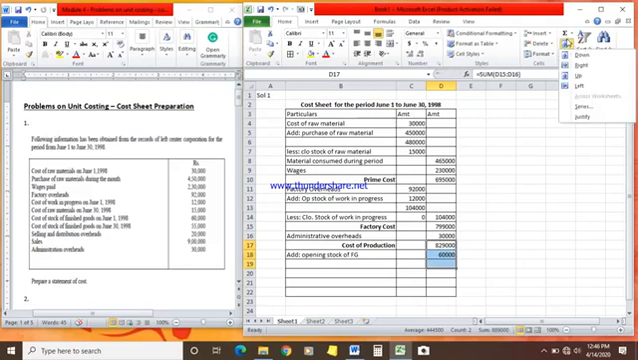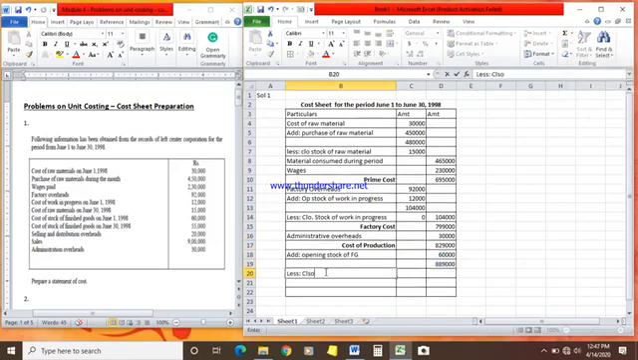Get the total, less closing stock of finished goods. So the closing stock of finished goods is 55,000. So by doing so, we get what is known as cost of goods sold.